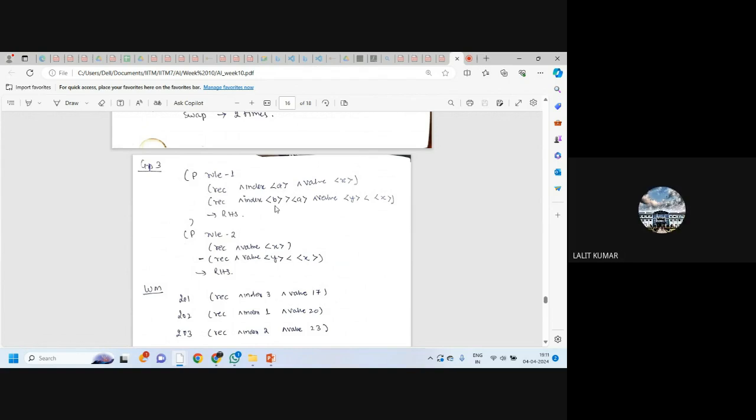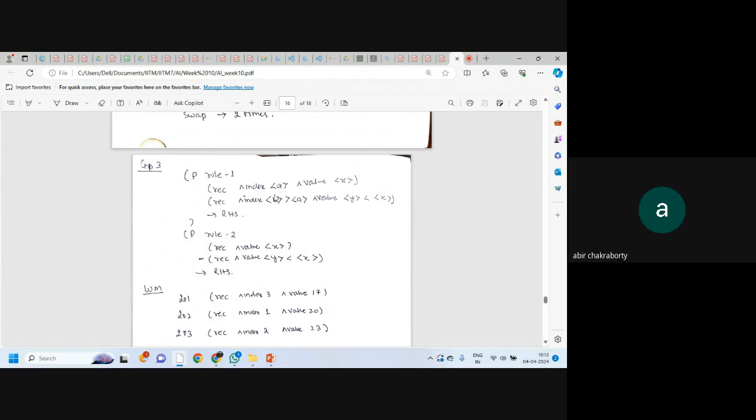And then we check 202, index value becomes 1, and value 17 is less than 20. Yes, it is true. So our match is done: rule 1, 202 and 201. 202 201, one match is done for us.